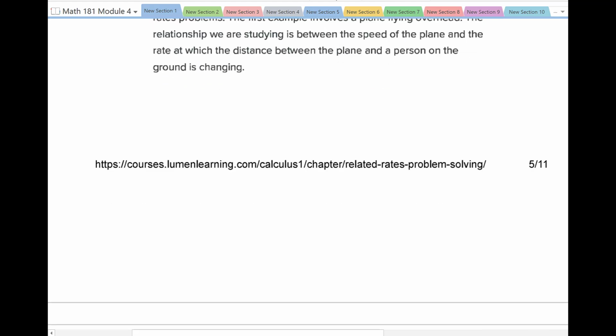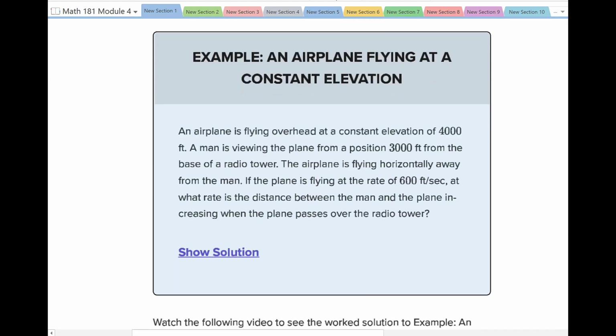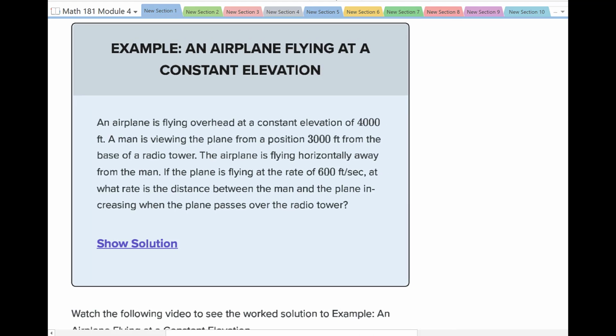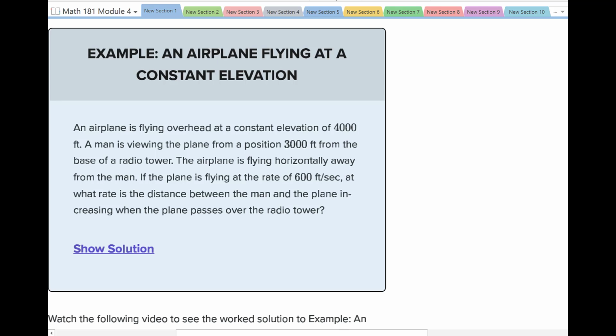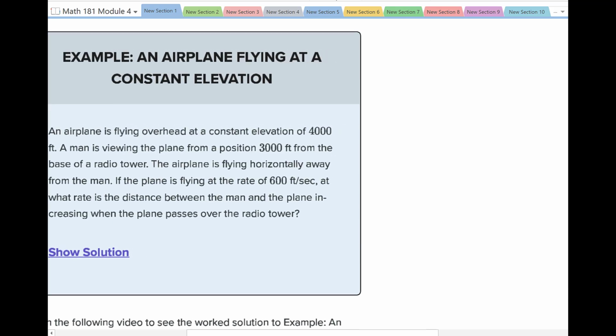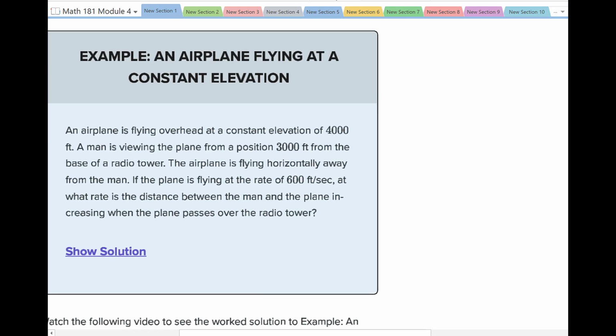Okay. So here's the airplane problem. An airplane is flying overhead at a constant elevation of 4,000 feet. A man is viewing the plane from a position 3,000 feet from the base of the tower. The airplane is flying horizontally away from the man. If the plane is flying at a rate of 600 feet per second, at what rate is the distance between the man and the plane increasing when the plane passes over the radio tower?